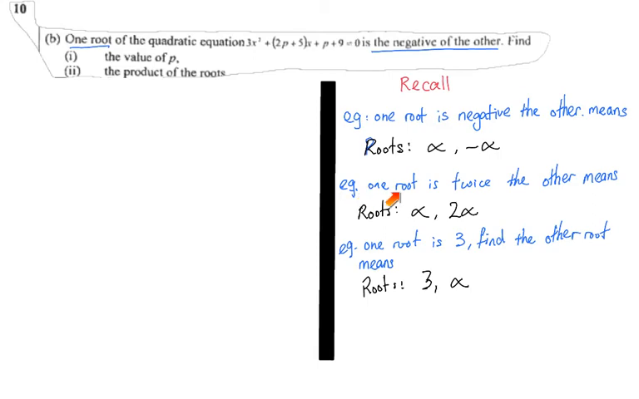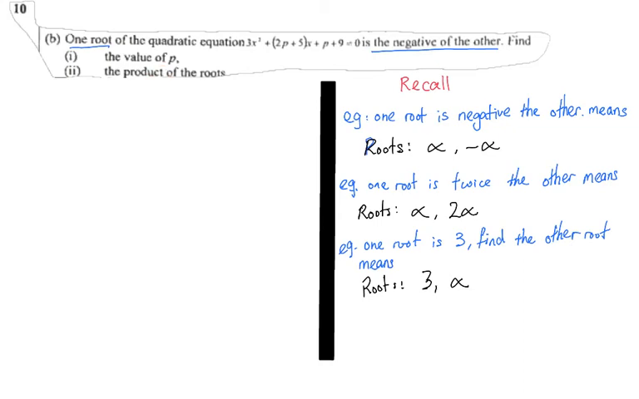If I say one root is twice the other, it means that if one root is alpha, the other one will be 2 alpha. Now another example, if I say one root is 3, find the other root. Now this means that if one root is 3, the other one will be alpha, or you can put it as beta. Note that this alphabet does not matter. If you put this as beta, this will be negative beta. So with this as the roots, can you now find the value of p?